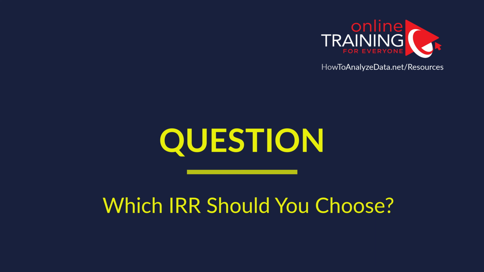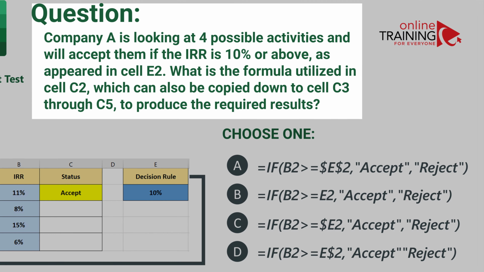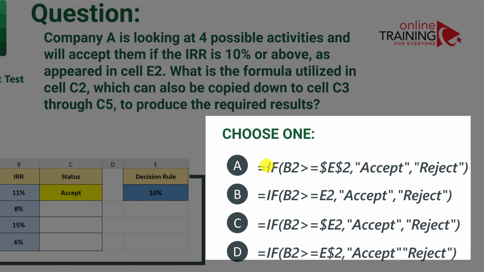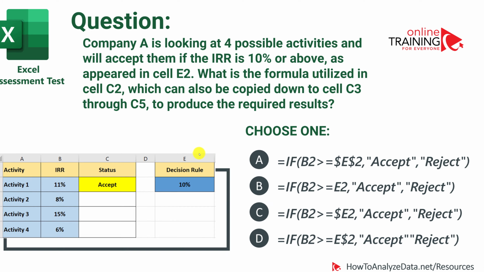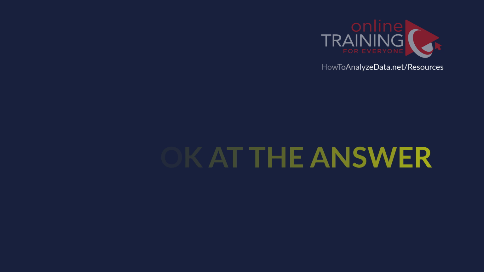Let's look at the tricky Excel assessment test question, which we frequently see as part of the tests. Company A is looking at 4 possible activities and will accept them if the IRR is 10% or above, as appeared in the cell E2. What is the formula utilized in cell C2, which can also be copied down to cells C3 through C5 to produce the required results? There are 4 choices here, all use the IF formula, and there is a table here which represents the activities. What do you think is the right answer? Let's see if we can nail this question together.